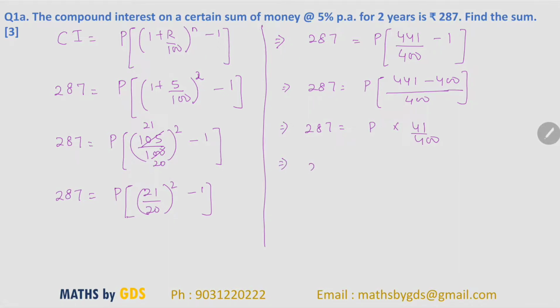So the value of P will be 287 into this 400 will get multiplied over here and this 41 will get divided over here, P. So 287 goes by 41 7 times. 41 into 7 is 287. Cancel it out. The principal is 7 into 400, which is 2800. So the answer to this question is 2800.